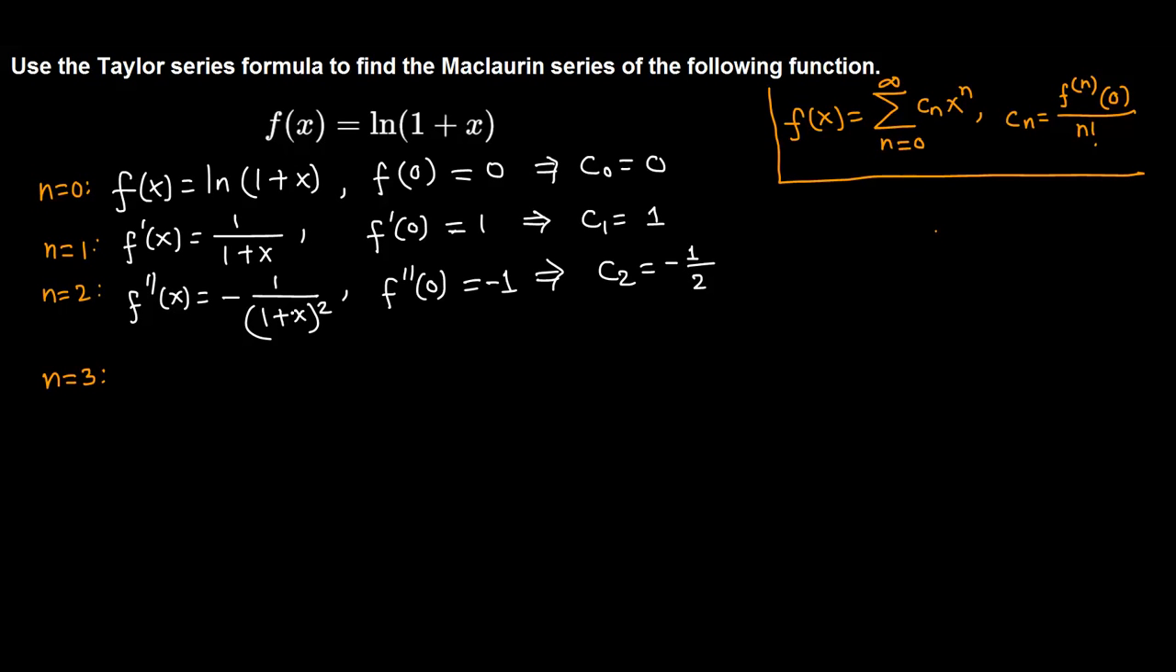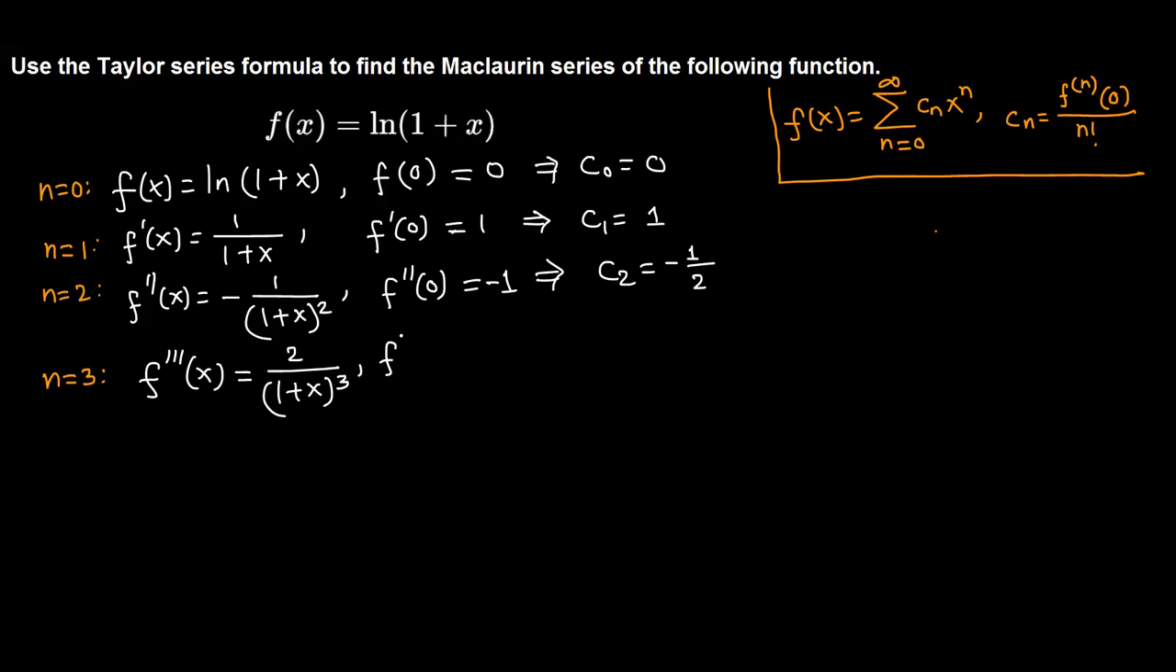So let's find the derivative of this, the third derivative. So the derivative of this, again, when we move 1 plus x to the top, it becomes (1 plus x) raised to negative 2. Then we can use the power rule combined with the chain rule, and the derivative is now 2 over (1 plus x) cubed. You can try this on your own.